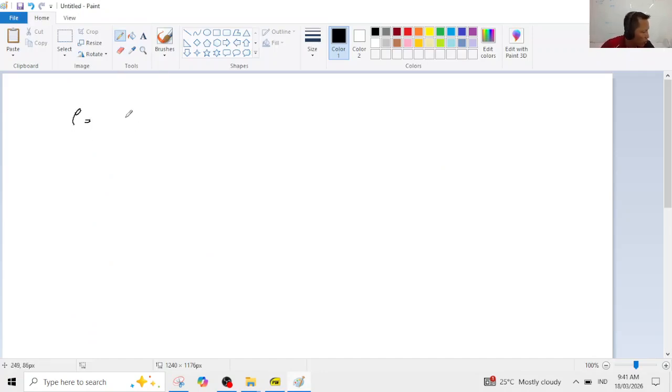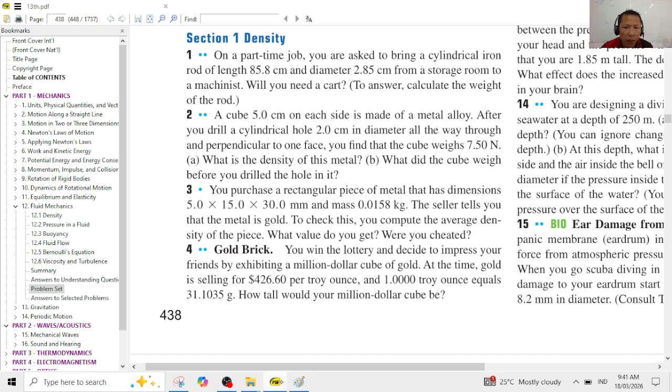I think the density of gold is around 9 point something, or 13.6. Anyway, we will have a value in the book. We compute first the mass over the volume. The mass is given in the problem. Usually density is in terms of kilogram per cubic meter, so we use that. The mass in kilograms is 0.0158.